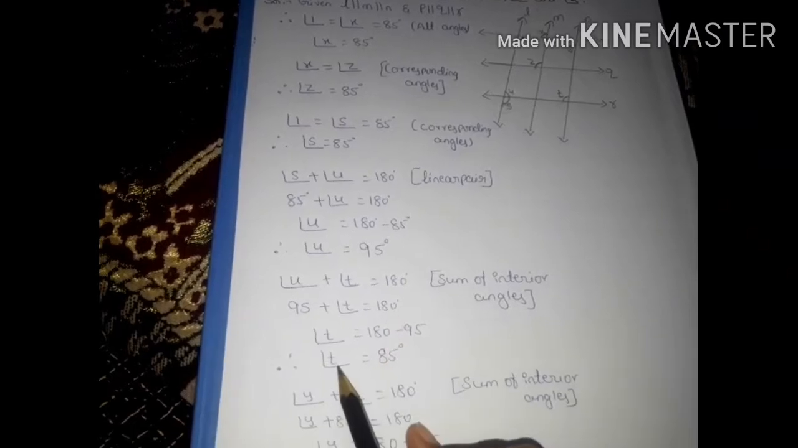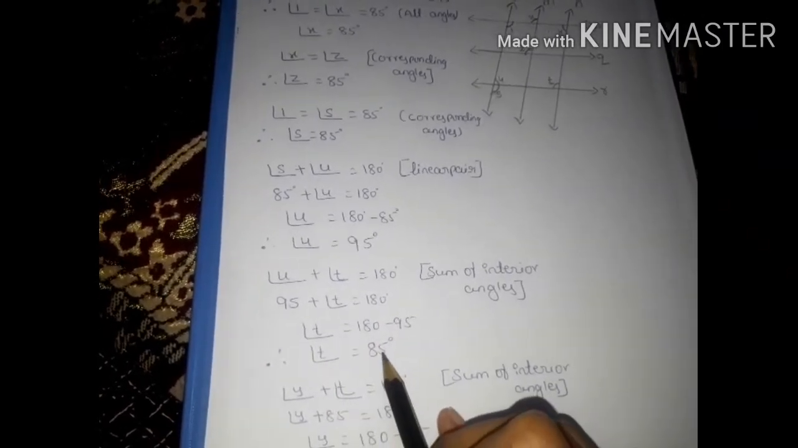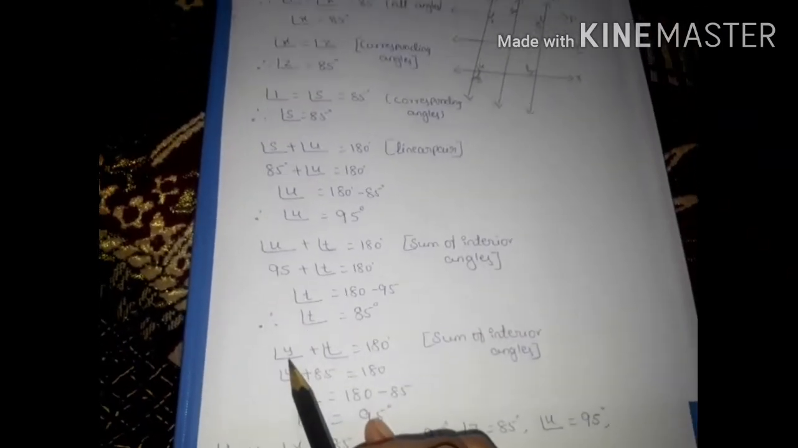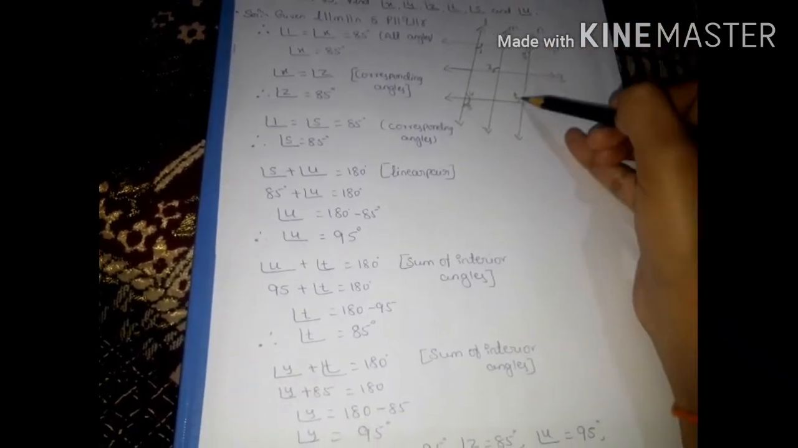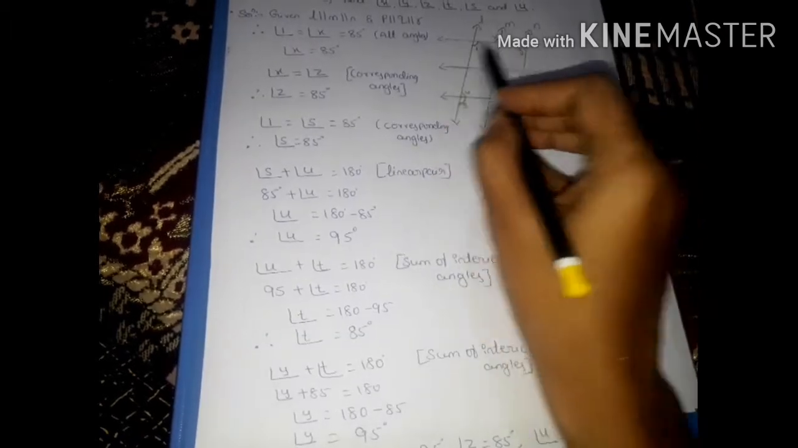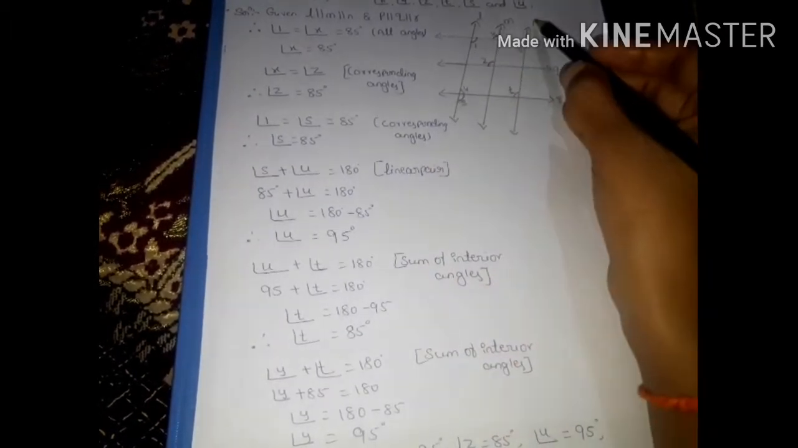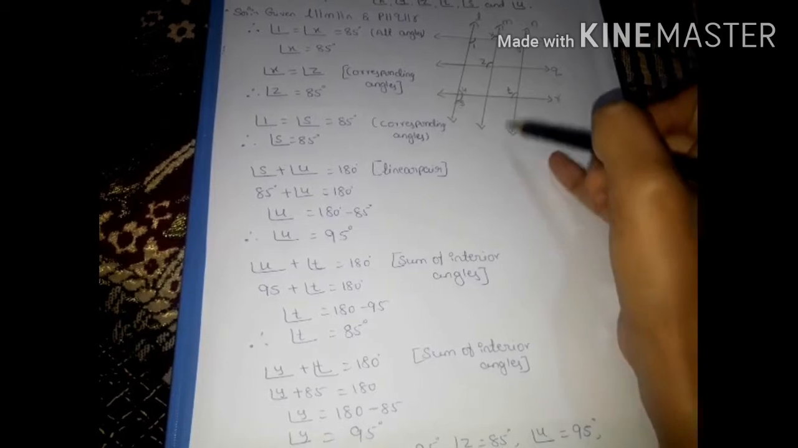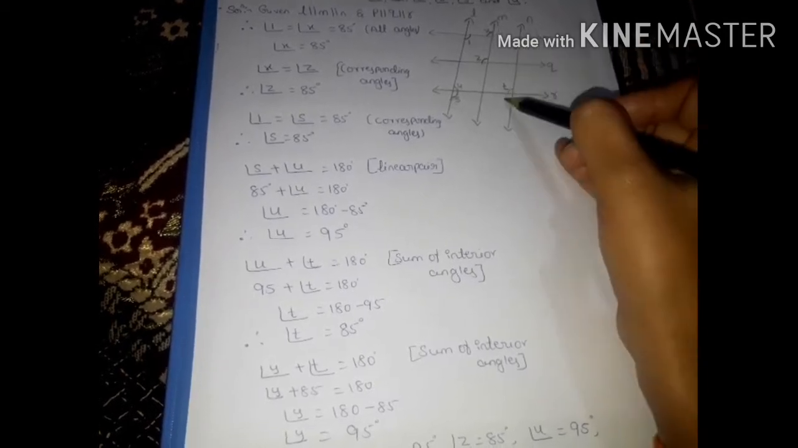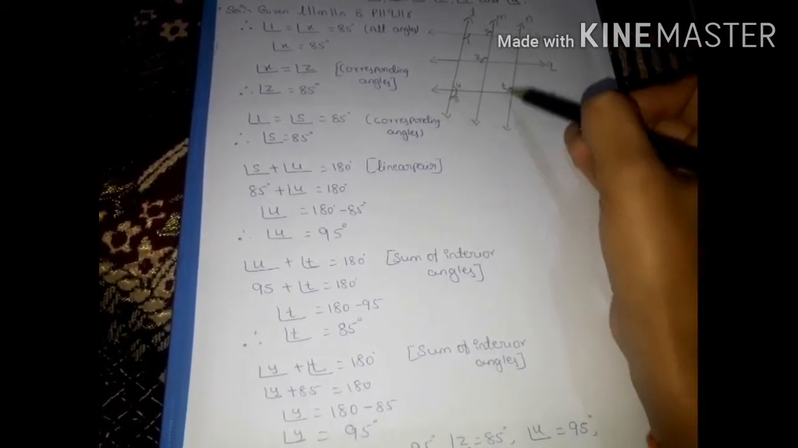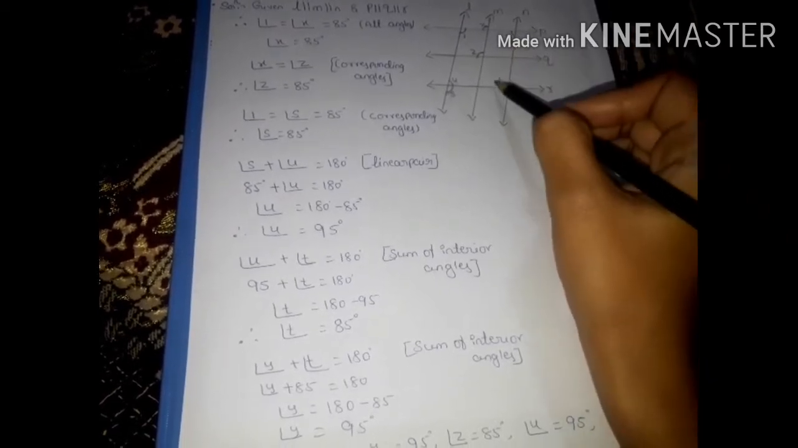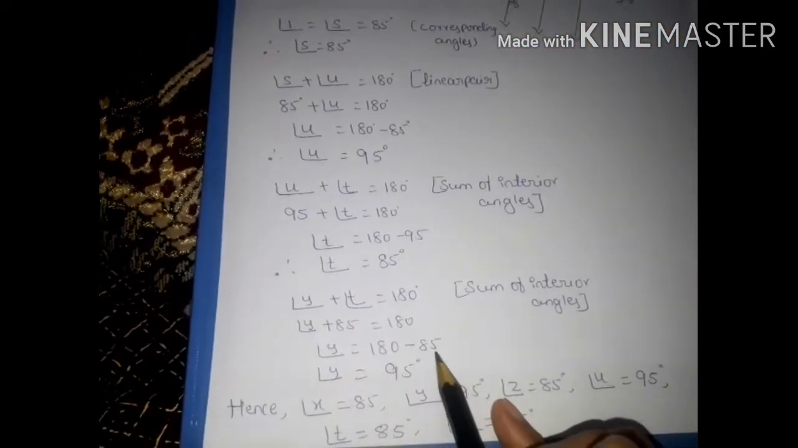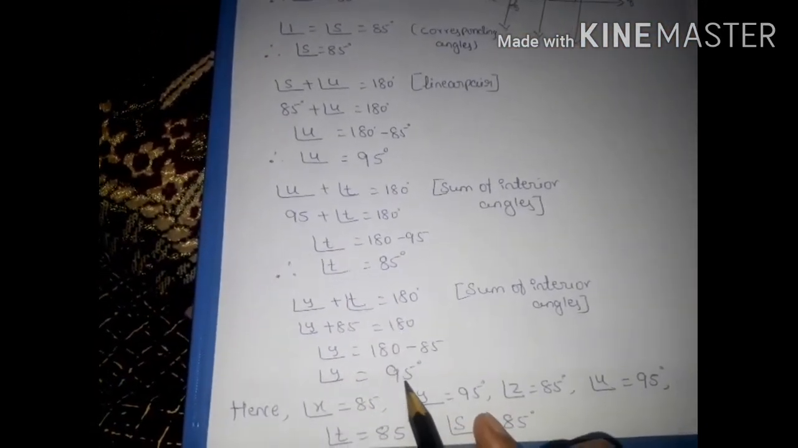So then we got angle T equal to 85 degrees. Consider angle Y and angle T. When P is parallel to R, line N acts as a transversal, then angle Y and angle T are on the same side of the transversal, so these two are supplementary, nothing but angle Y plus angle T equal to 180 degrees. Then angle Y equals 180 minus 85, angle Y will give 95 degrees.